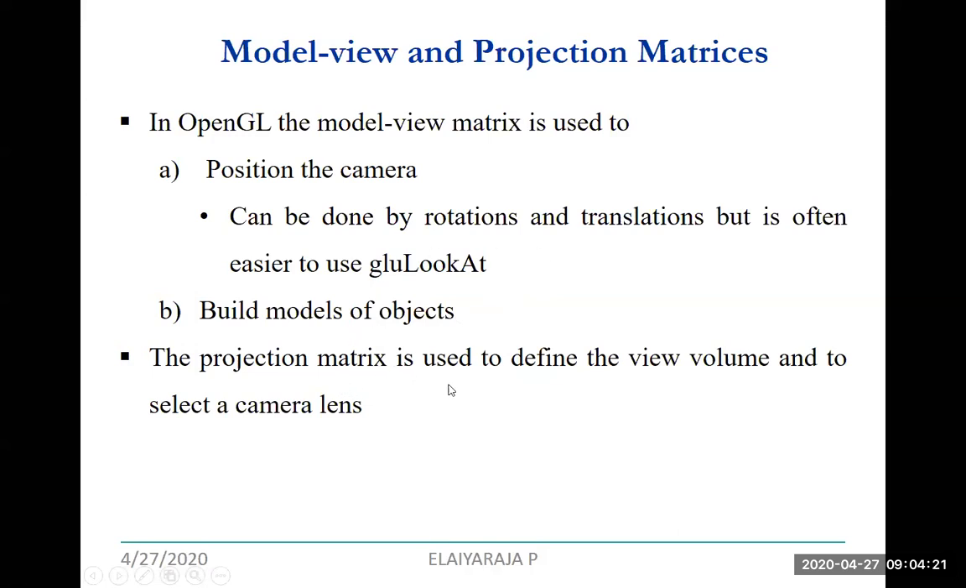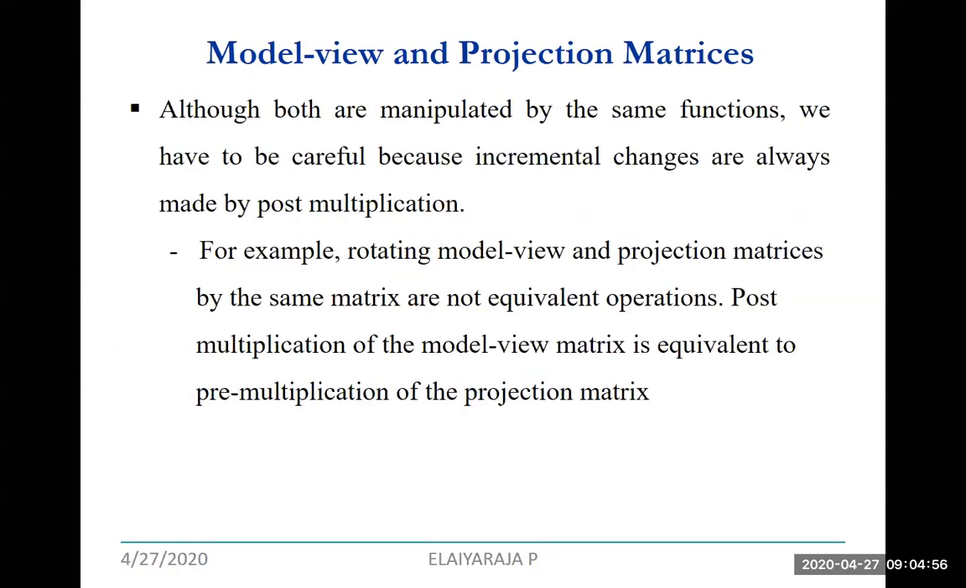Where the projection matrix, what will it define? The projection matrix defines the view volume and selects the camera lens, which means the properties of the particular camera. Either you are going to view through perspective projection or parallel projection. That can be done through the projection matrix. So the model view and projection matrices are manipulated by the same functions.